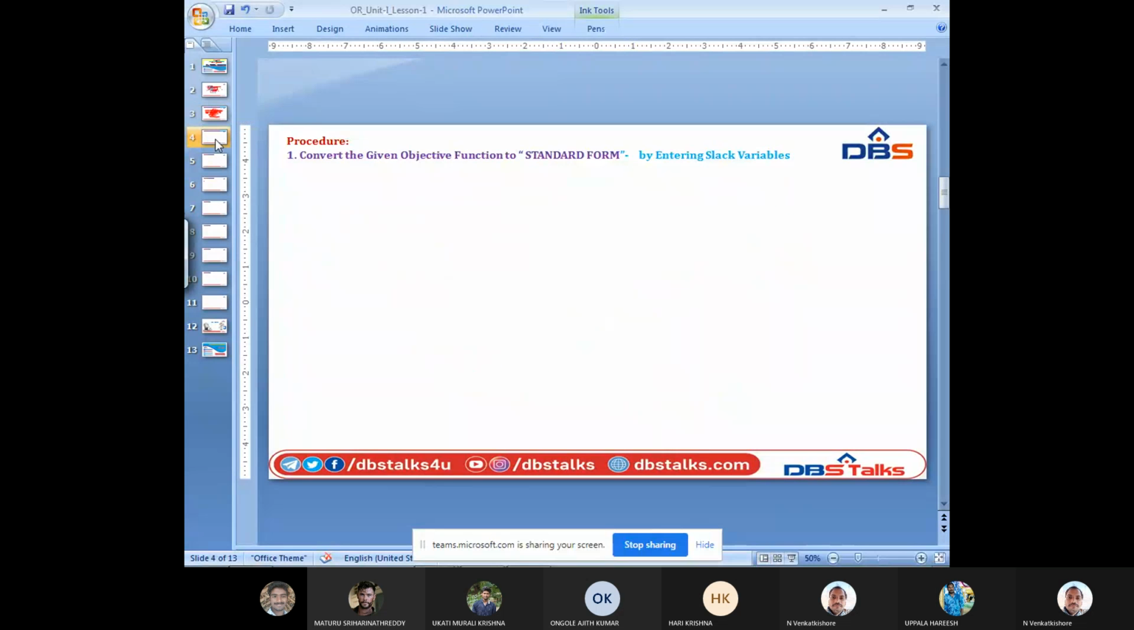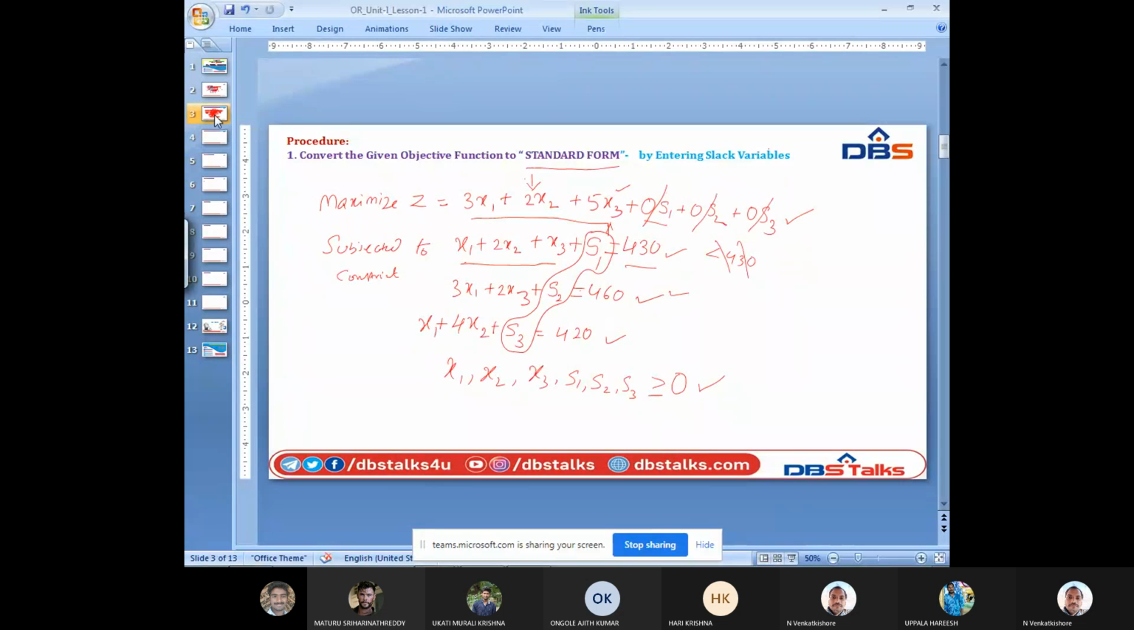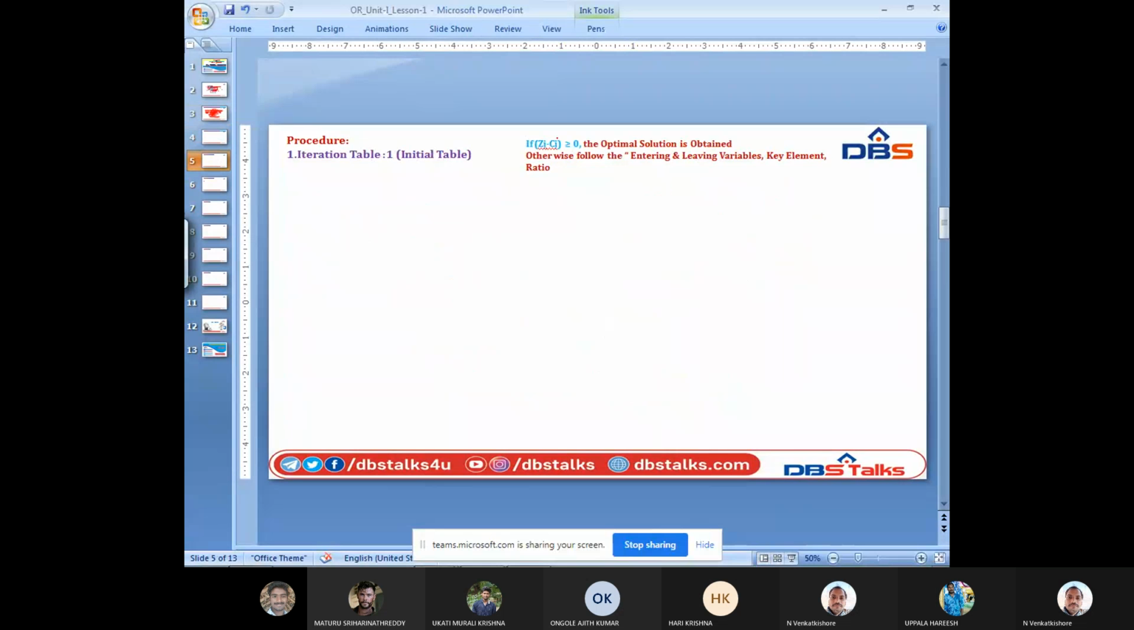So write the standardized form in a clear manner, so that it is very clear when framing the problem in the table. There is a condition for when the optimal solution occurs for the given problem: if Zj minus Cj is greater than or equal to 0, then only the solution is optimal. Otherwise, we have to follow a procedure by entering and leaving the variable and calculating the key element and the ratio values. We do the procedure until Zj minus Cj is greater than or equal to 0.